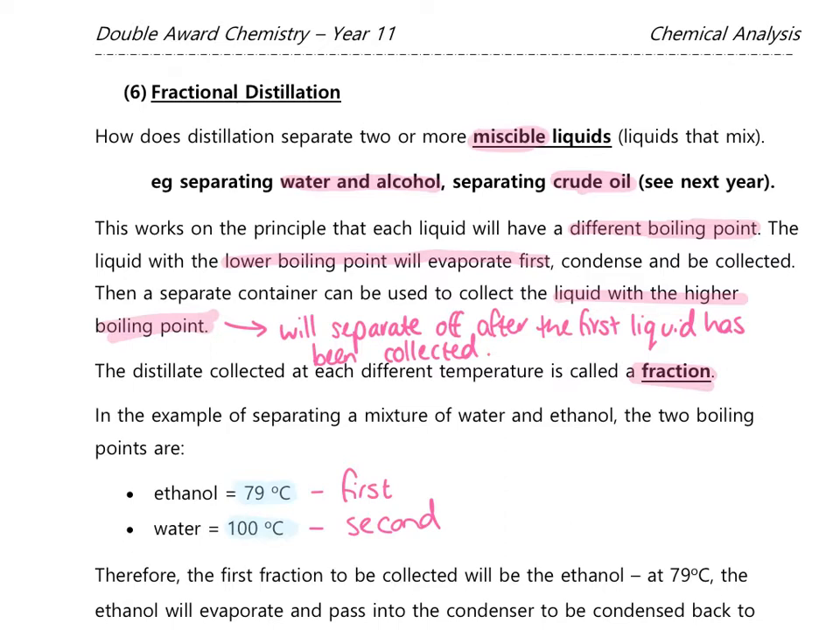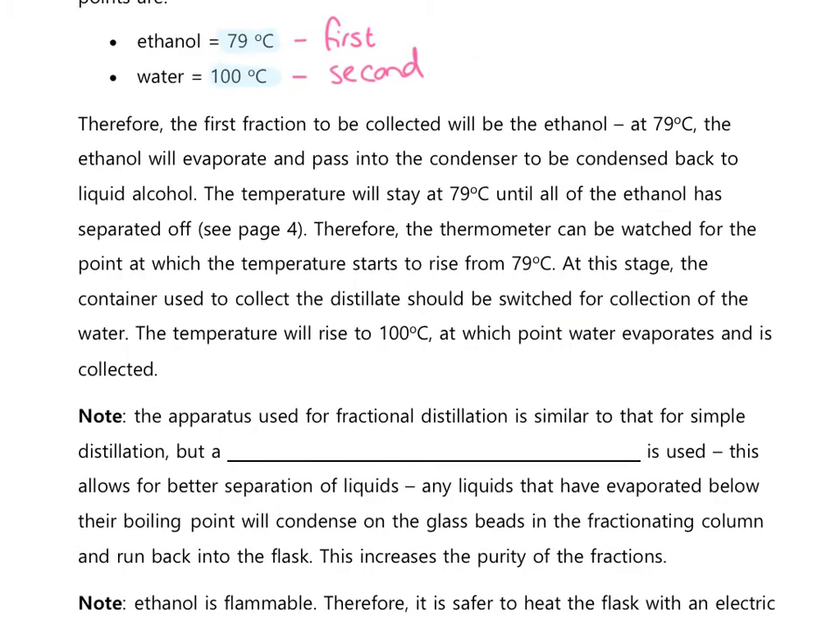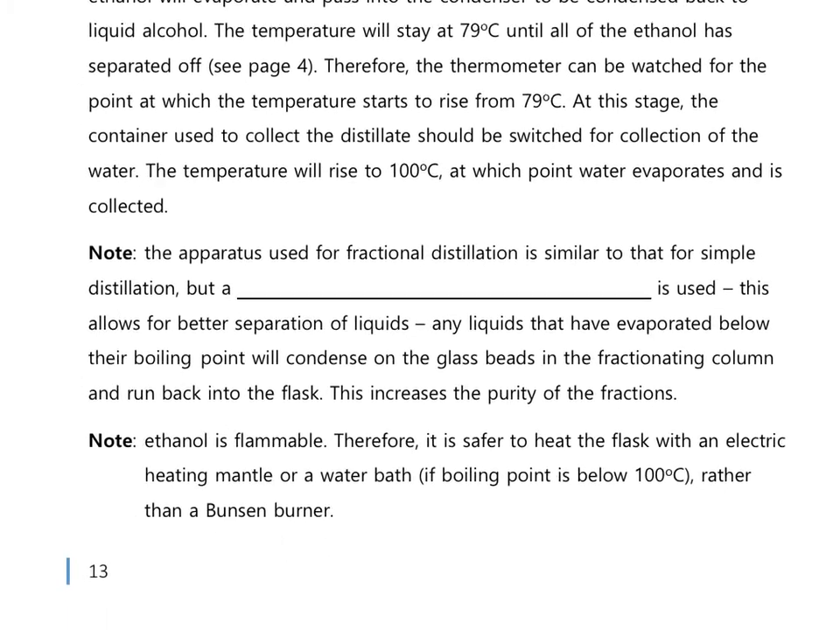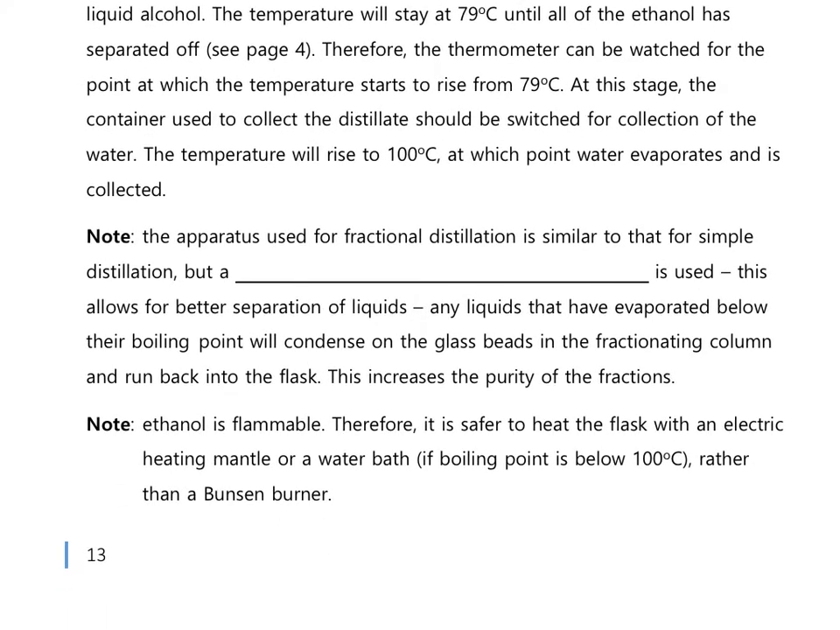That's really important. You can have a read through this next paragraph, which just talks about how ethanol is collected at 79 degrees C. The temperature will remain at 79 degrees C until the ethanol is separated off. That's just based on the principle that we looked at earlier in this topic, that substances stay at the same temperature when they are changing state, even though they're absorbing more heat. And then once that's all separated off, the thermometer will start to rise again, and then we should switch our container to collect the water, which will evaporate off at 100 degrees C. So just have a wee read through that.